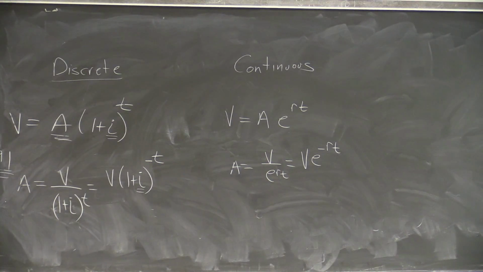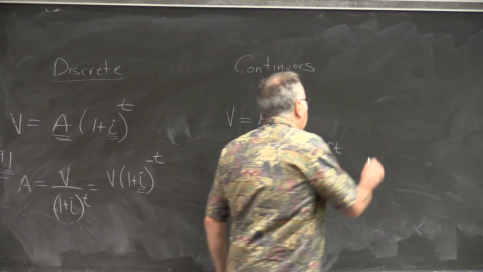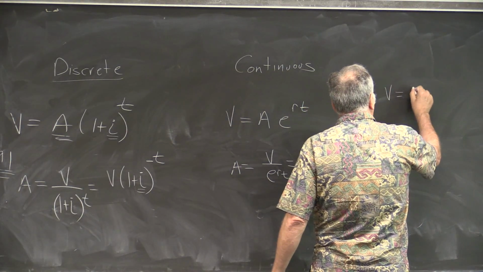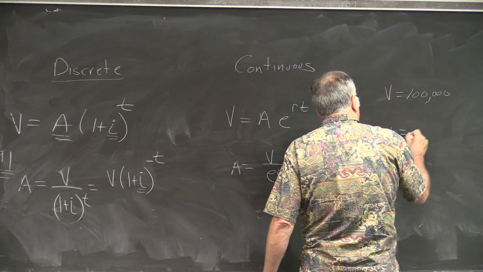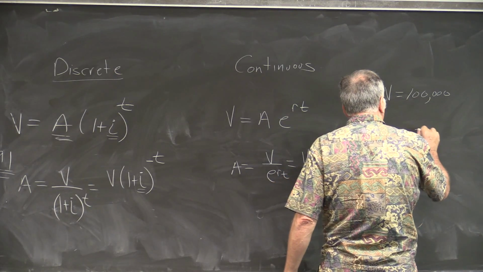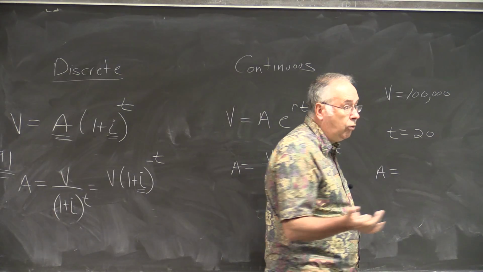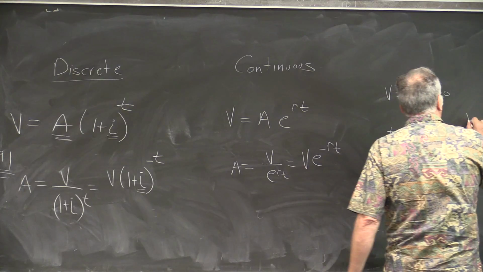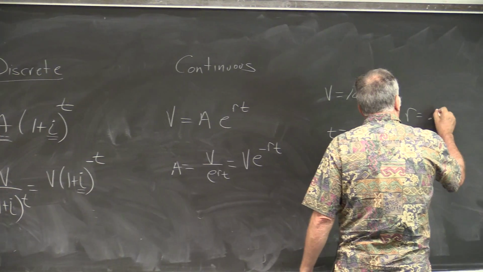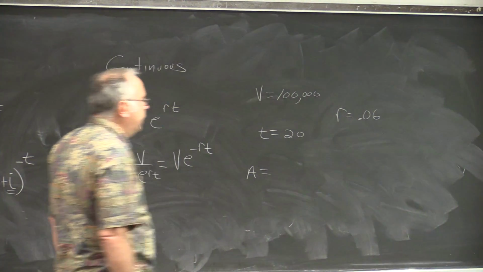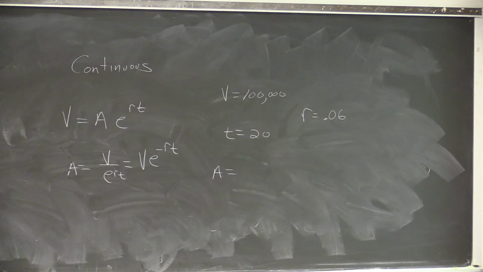Let me just give you one problem to illustrate this one here. Suppose you were promised, say, $100,000. But unfortunately, you're not going to get that $100,000 until 20 years from today. What would its value be in today's dollars? First, I have to tell you what R is. Let me tell you what the interest rate is. Suppose the continuously compounded interest rate is 0.06. What would the value of A be?